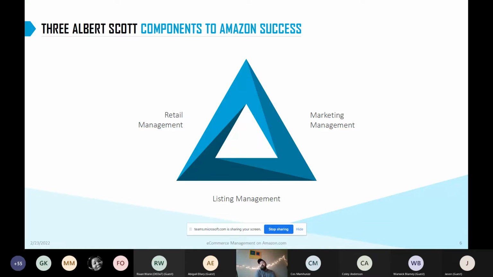Now, the second area I just want to talk about, and I'll go through this quickly, is Albert Scott. Albert Scott helps brands launch on Amazon. That means that we help in 3 areas. These 3 areas are a breakdown of success on Amazon. That is how we set it up, and that is how we work together with the brands we work with. So the 3 areas are retail management, marketing management, and listing management.